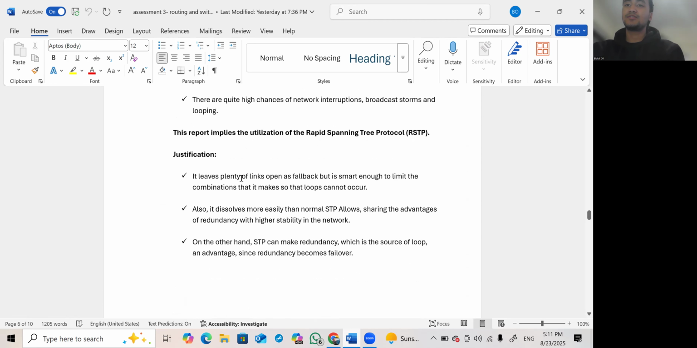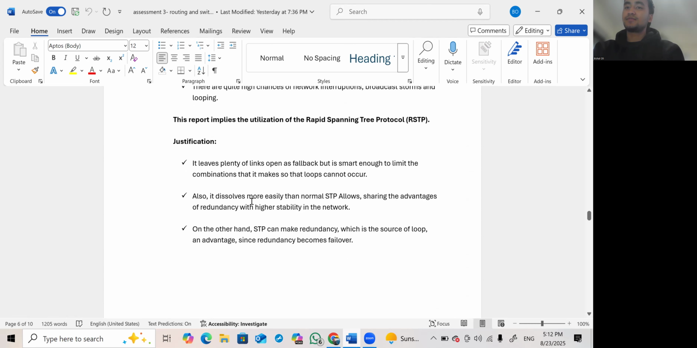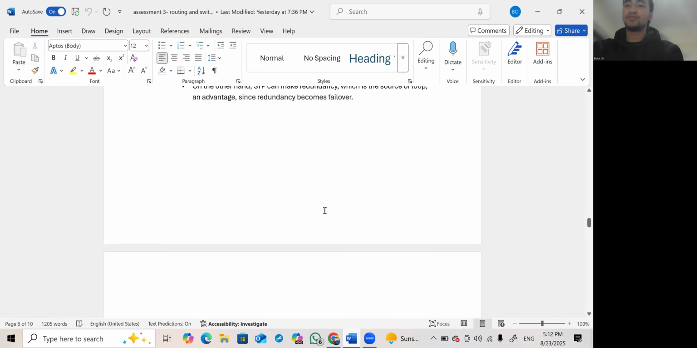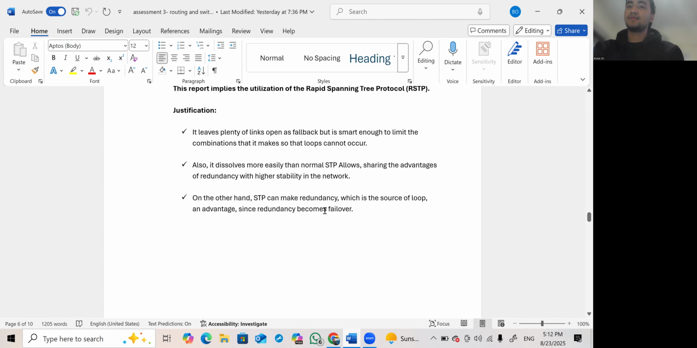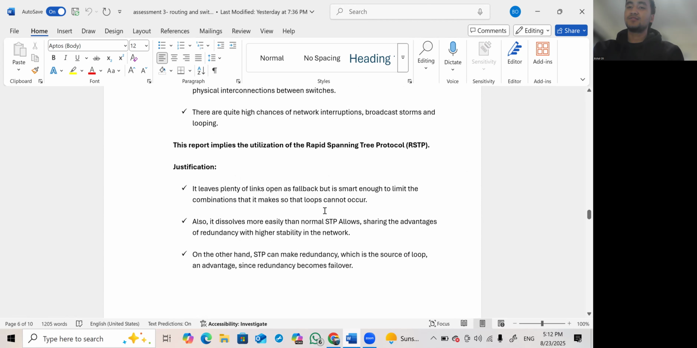What it does in the network is leave plenty of links open as fallback, but it is smart enough to limit the combinations so that a loop cannot occur. STP can make redundancy, which is a source of loops, an advantage, since redundancy becomes failover. RSTP converges more quickly than normal STP and allows sharing the advantages of redundancy with higher stability in the network. So I basically recommend using RSTP in the switches for better communication.